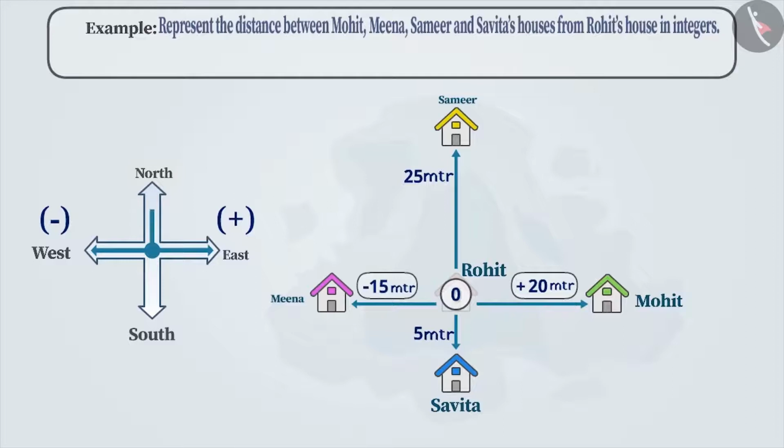Similarly, we represent the distance towards the north by a positive sign and the distance towards the south by a negative sign. Therefore, the distance from Rohit's house to Samir's house is plus 25 meters. Can you find the distance from Rohit's house to Savita's house? Any ideas? Since the distance towards the south is represented by a negative sign, the distance from Rohit's house to Savita's house is minus 5 meters.